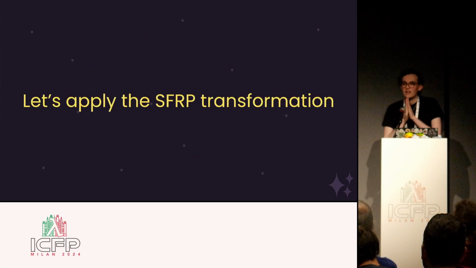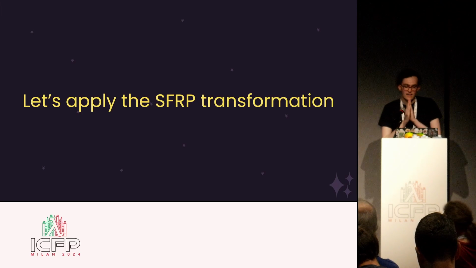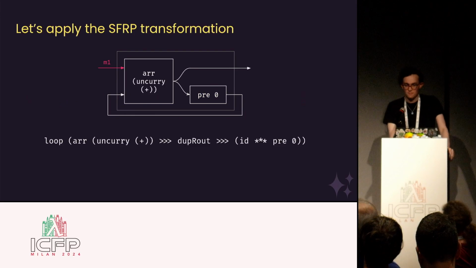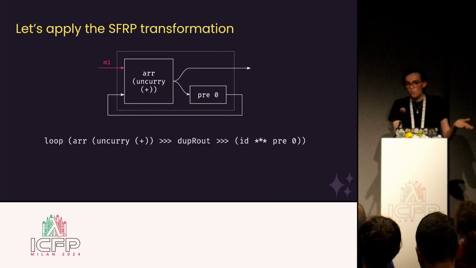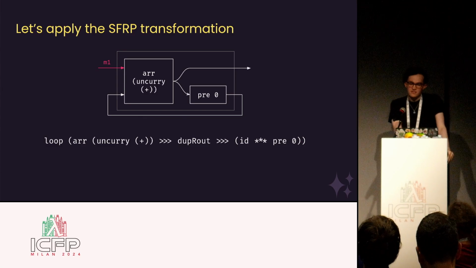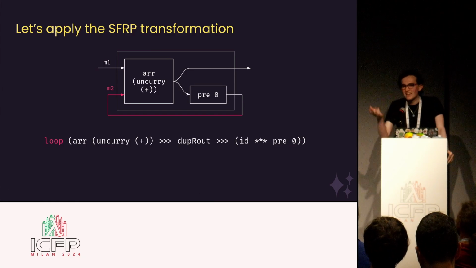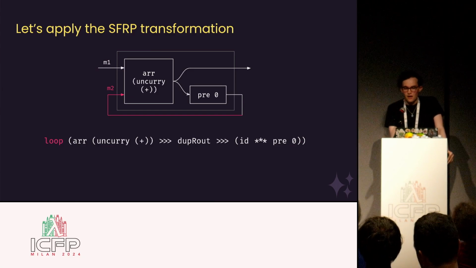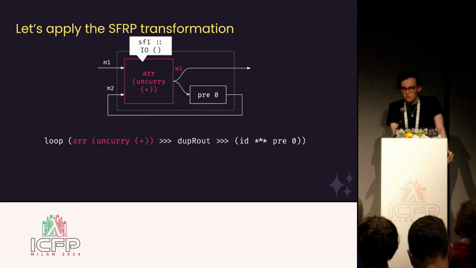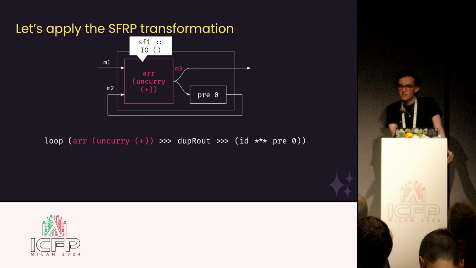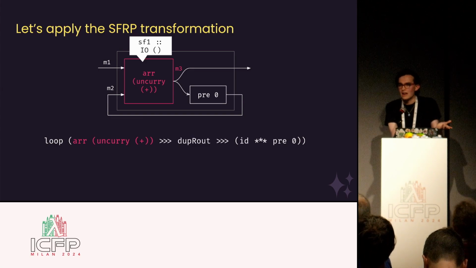Let's now apply the SFRP transformation and see why this is suddenly a bit more complicated. So, OK, we have some input memory cell M1. We're already a bit stuck because we need some input to the curry plus. Cool, that's fine. We'll just make an M2. Don't worry about it. OK, so we'll now make some computation that reads from M1 and M2 and writes to M3, which is our newly allocated output.